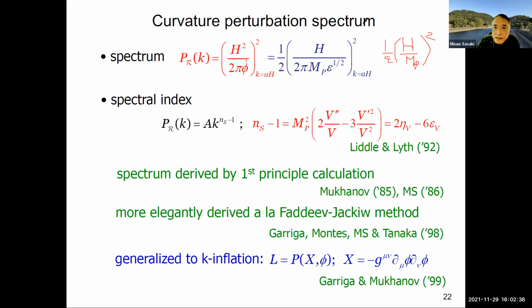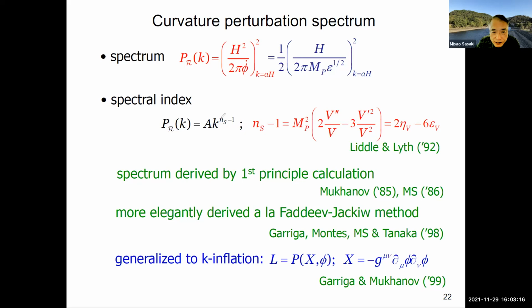Now, although very weakly, this perturbation spectrum can depend weakly on this k. This weak dependence can be computed by taking a derivative with respect to the value of the scalar field and so on and so forth, and using this relation between epsilon and eta. Then you find this index ns minus one, which is defined in this form.